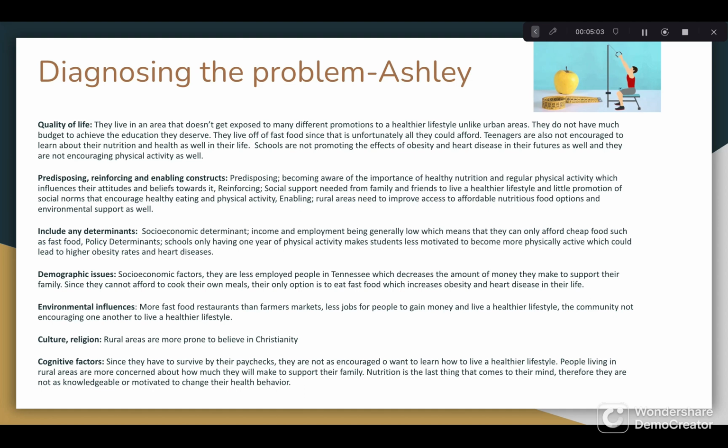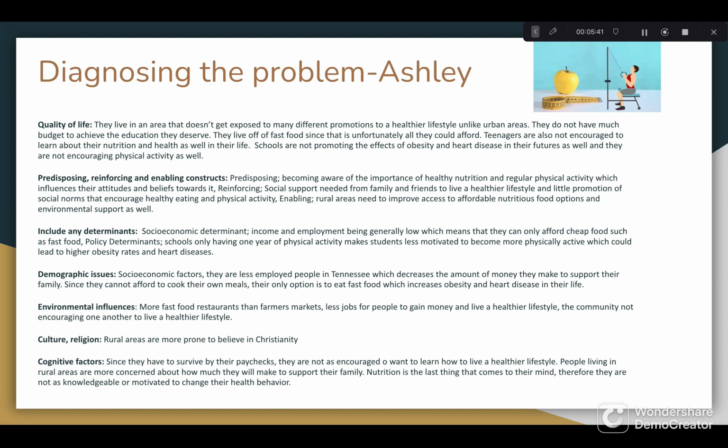Now, usually in rural areas, the culture and religion are more Christianity based. That's what we found. That's what we concluded in this. And the cognitive factors are that they have to live paycheck by paycheck, which increases the concern of how they will support their family, which leads to nutrition just being their last resort in their lives.